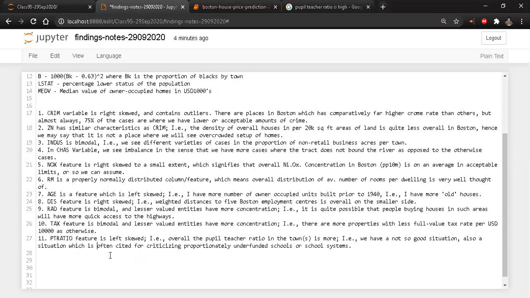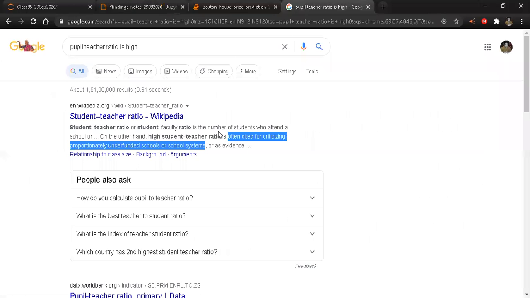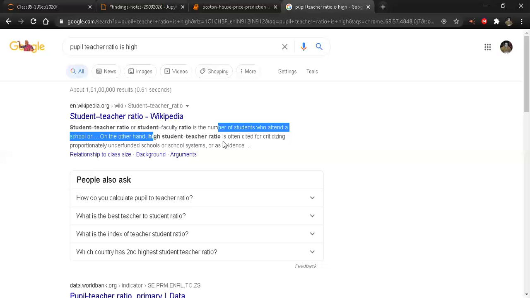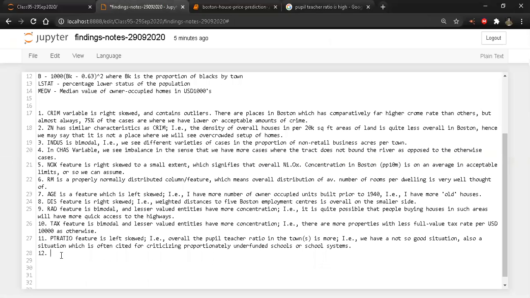My initial assumption was wrong. This is where domain knowledge is really going to be useful. So PT ratio being high means you have one teacher for, let's say, 50 students, right? That might be the case. That is what is being said over here. High student teacher ratio, right? Maybe that's going to impact the housing, or let's say the prices of the house. I don't know. Let's see.